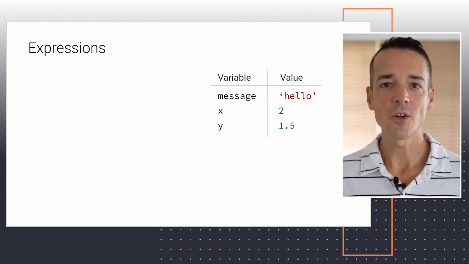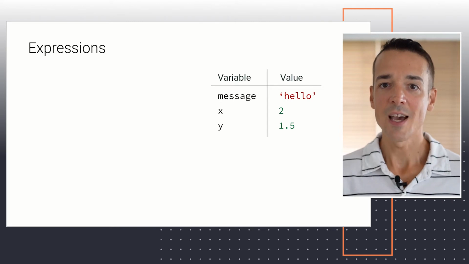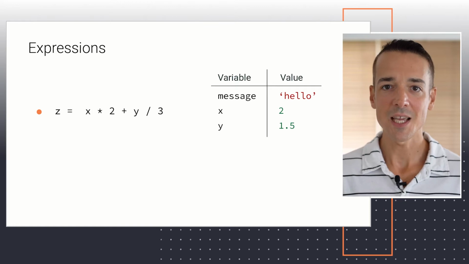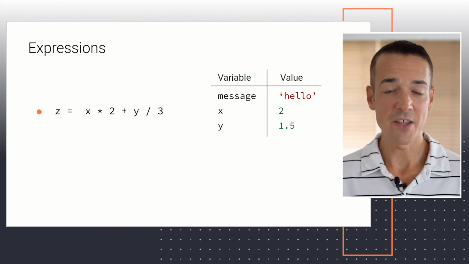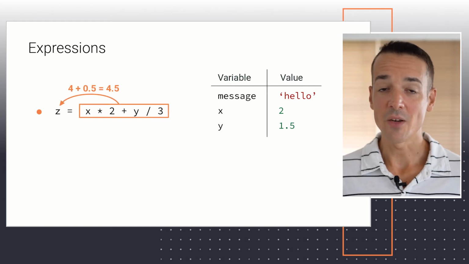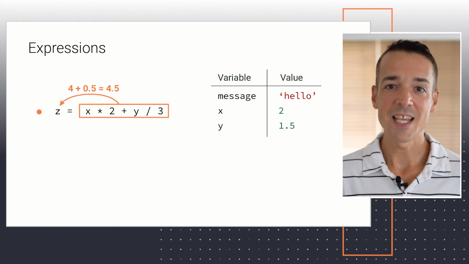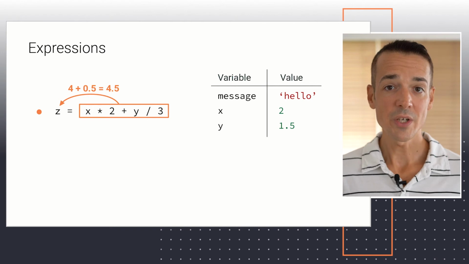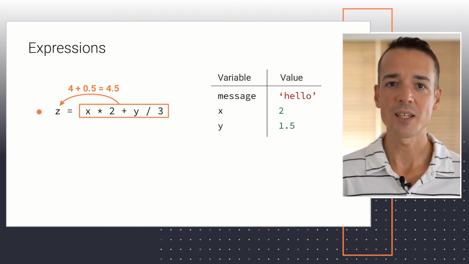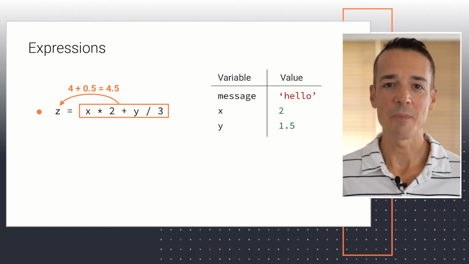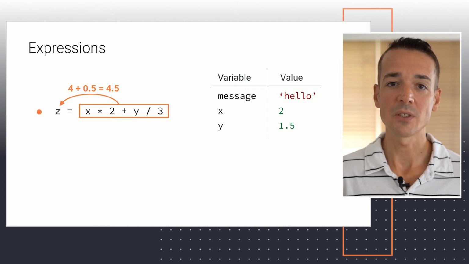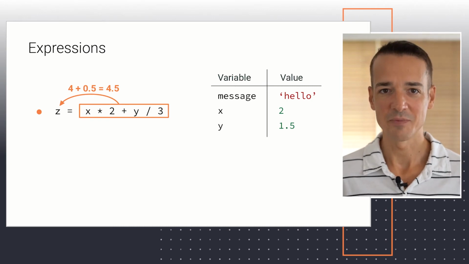An expression may also utilize multiple operands and operators. In this example, we're multiplying the value of x times 2, dividing y by 3, and adding both of these intermediate results. The final result, 4.5, is saved in variable z. Notice that Python evaluates this expression by respecting the natural order of precedence of operators, as you learned in your math classes, where products and divisions have precedence over sums and subtractions.